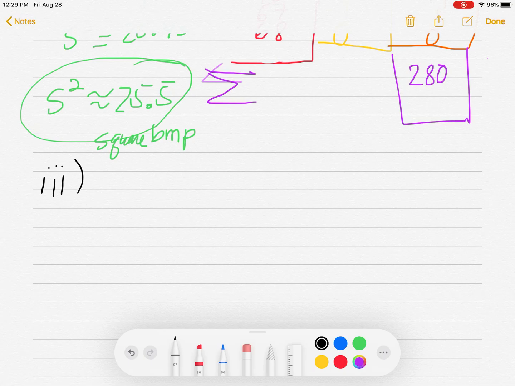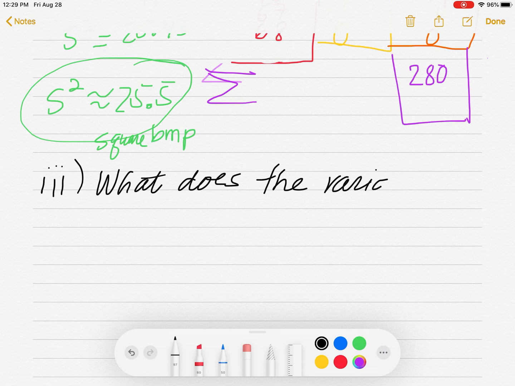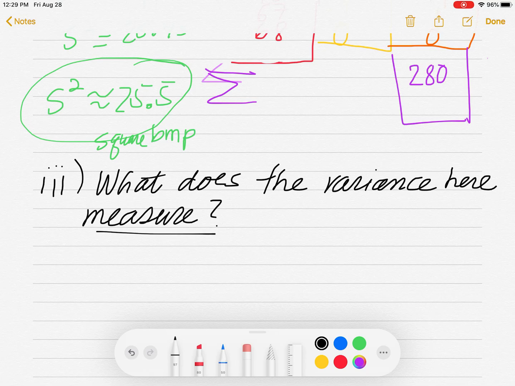Okay, so let's ask a question about this now. Number 3. What does the variance measure? If you were to say how spread out the students' heartbeats are, that would be fine. That's a perfectly good answer. If you want to be really precise, though, just use the definition of variance. What is the definition of variance?